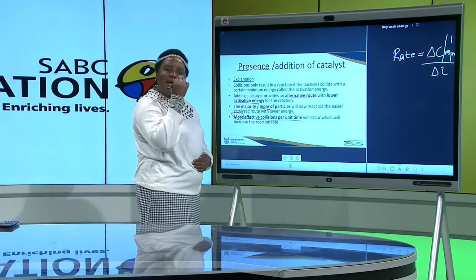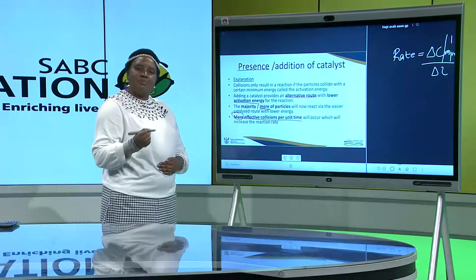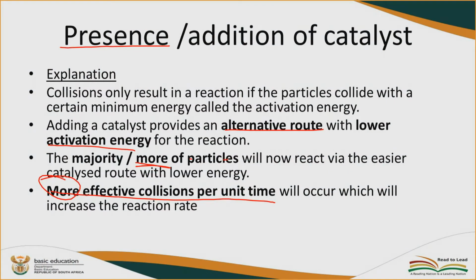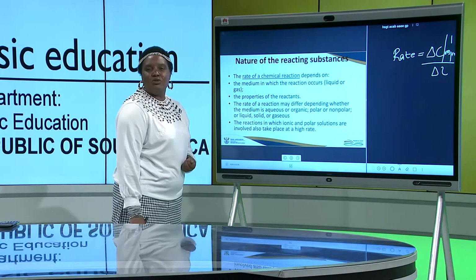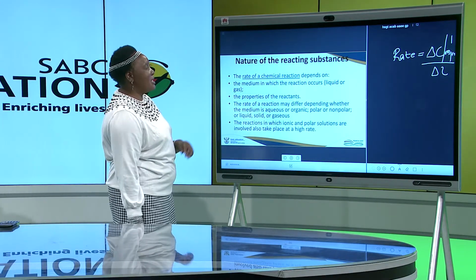So at the end of the year, there are ways that you must remember: more effective collisions per unit time, or particles will collide effectively with energy that is greater than or equal to the activation energy. The nature of the reacting substance. This one, I haven't seen it in the question paper where they ask you to explain, because there's nothing that you have to explain here except to know what is taking place.